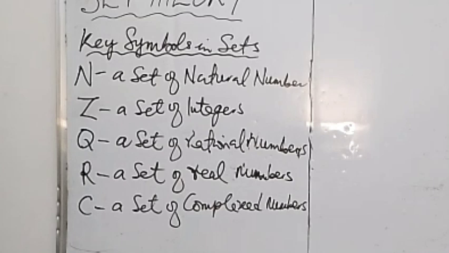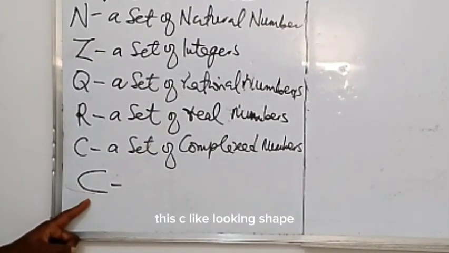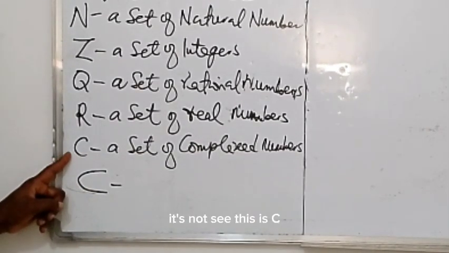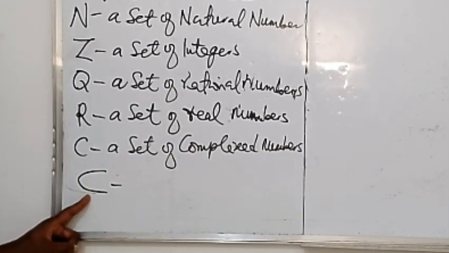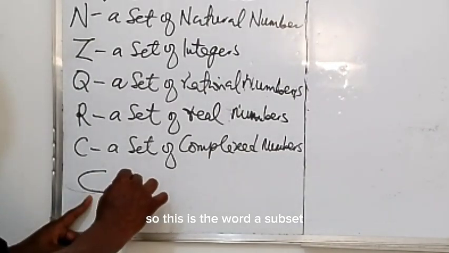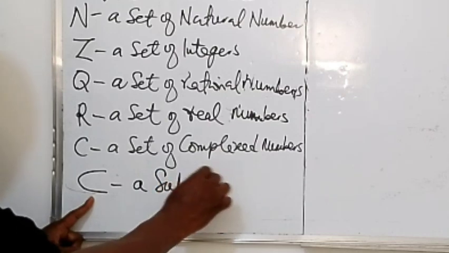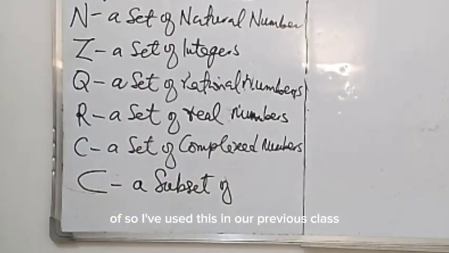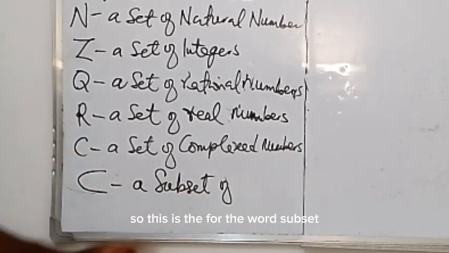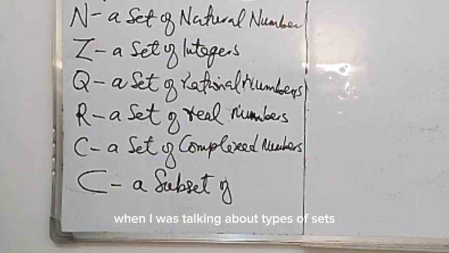All right. The next symbol I want us to talk about is this C-like looking shape. It's not C, this one is a bit extended. So this is the word a subset of. So I've used this in our previous class. You should check our previous videos. So this is for the word subset. When I was talking about types of sets, I know I must have talked about this.